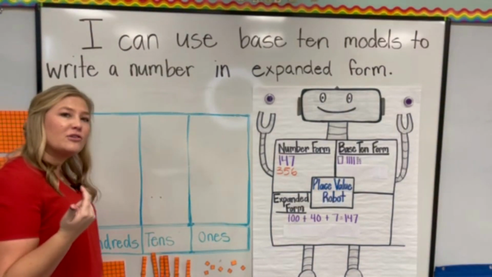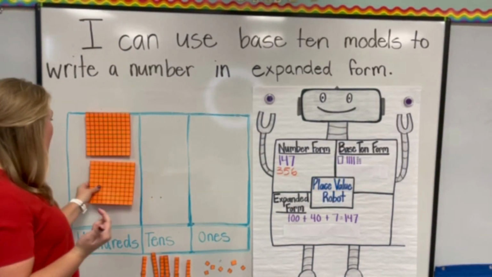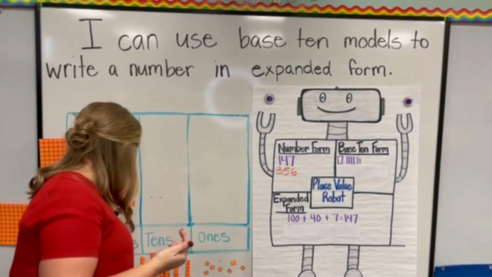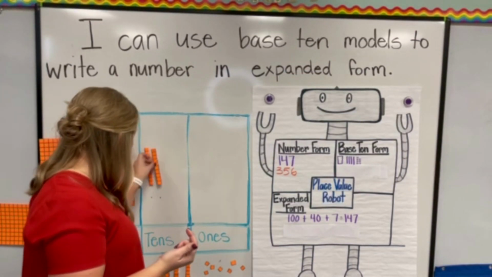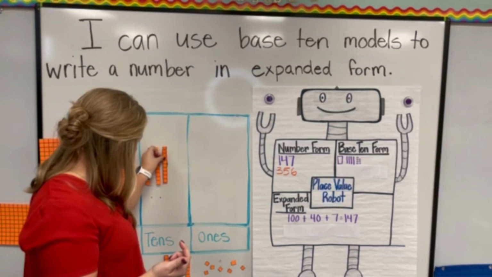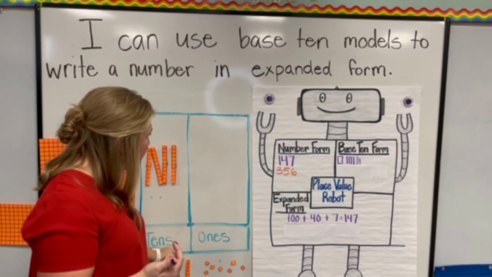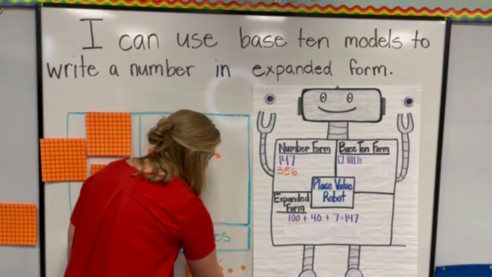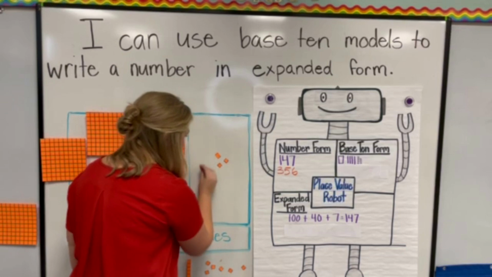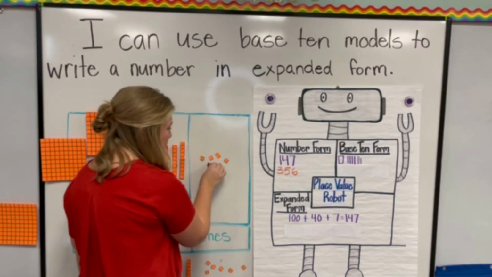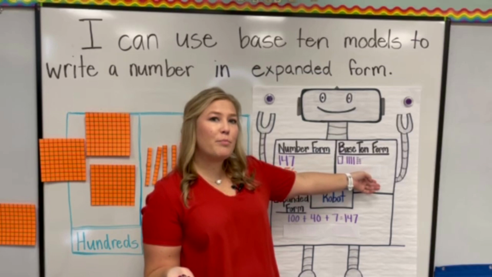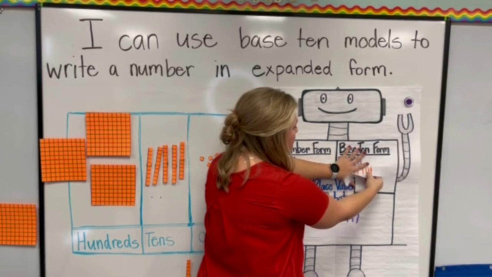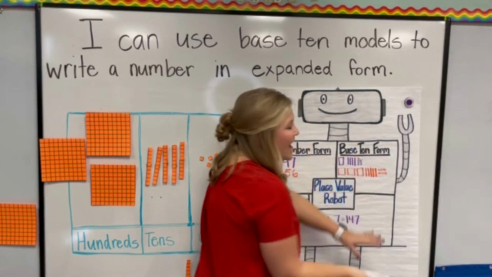So I hear 300, so I know I'm going to need to use 3 hundreds flats. 350, 5 tens, so 50 in my tens column, and 356, so I know I'm going to need 6 little ones cubes. You're going to want to draw your base 10 form using 3 hundreds flats, 5 tens rods, and 6 ones cubes.